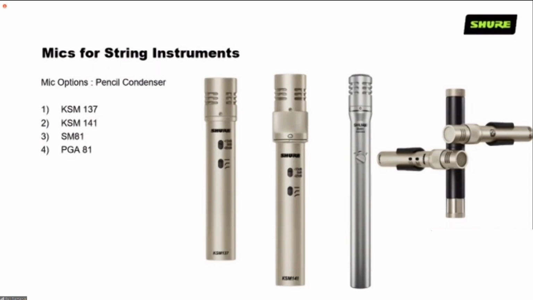These are some of the pencil condensers that can also be used. So the KSM 137, which is this first one here, and the KSM 141. If you see on this, there's not much difference. You have the same pad, you have the same high pass. The difference is that on the 141, you can change the polar pattern. So it's a swappable polar pattern for the KSM 141, whereas the 137 is a fixed polar pattern. Then you have the very old and tried and tested SM81, and again here's the stereo bar.